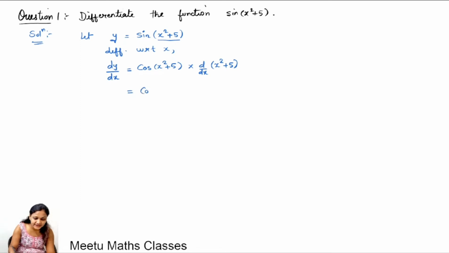And in the next step, the derivative of x square plus 5 is 2x plus 0. The derivative of a constant is 0. So your final answer is 2x into cos of x square plus 5.